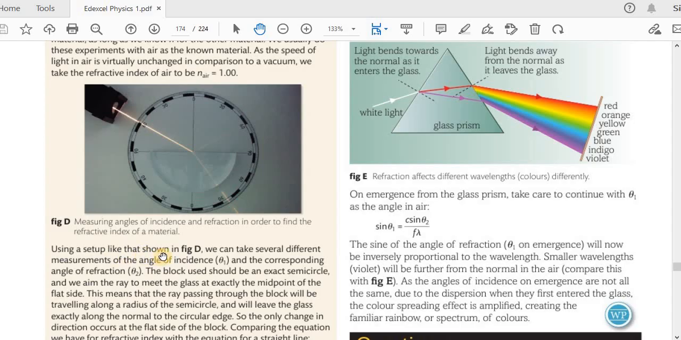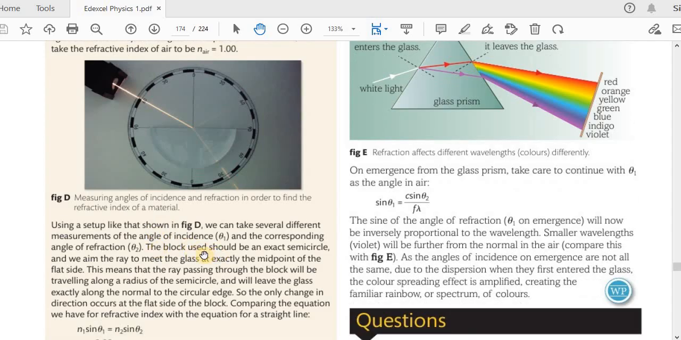Using a setup like that shown in figure D, we can take several different measurements of the angle of incidence, theta 1, this one. So we can vary this and measure that and get the corresponding values of the angle here, and the corresponding angle of refraction, theta 2.